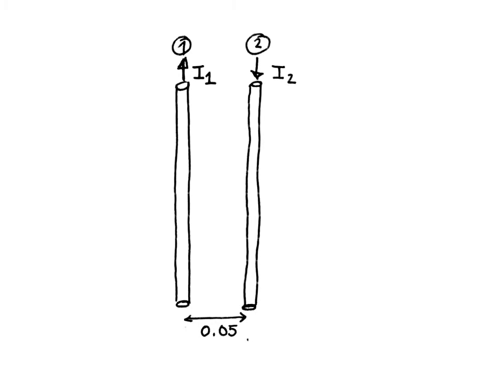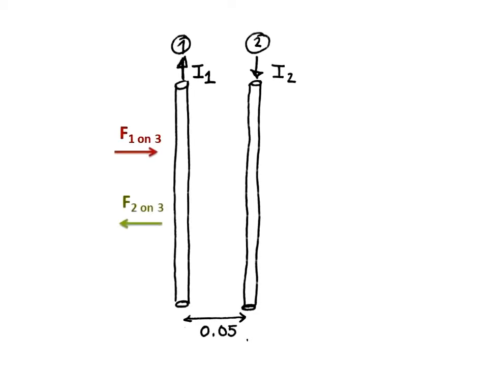Now, two wires that carry current in the same direction attract each other, and two wires that carry current in opposite directions repel each other. So we know that wire 3 will be attracted to wire 1 and repelled by wire 2. If wire 3 was on the left side of the picture, the force that 1 exerts on 3 would be to the right, and the force that 2 exerts on 3 would be to the left. So we would have two forces in opposite directions.